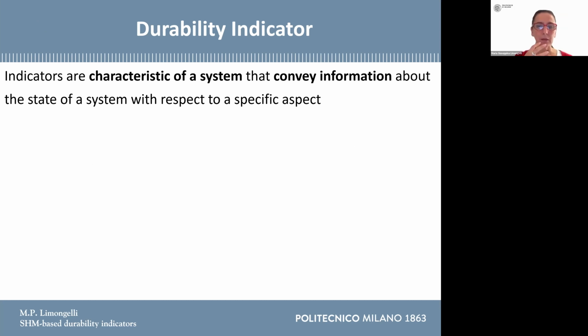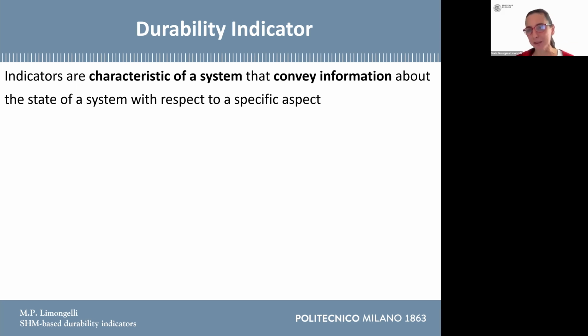And now I go to, let's say, the main focus of my presentation. So let's try to go toward the difference between global and local indicators of durability. But before this, we have to get an understanding of what an indicator is. So to me, an indicator is a characteristic of a system that conveys information about the state of the system with respect to a specific aspect. And when I say specific aspect, I mean a specific function, a specific functionality.